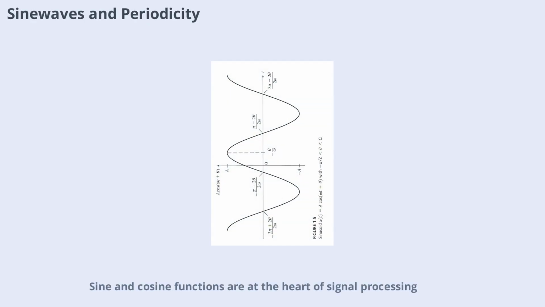A sinusoid is a periodic signal, repeating every T = 2π/ω seconds. The amplitude, frequency, and phase completely determine its behavior. Later, you'll learn how to decompose complex signals into sums of sines and cosines using the Fourier series, a powerful tool for analysis and synthesis.